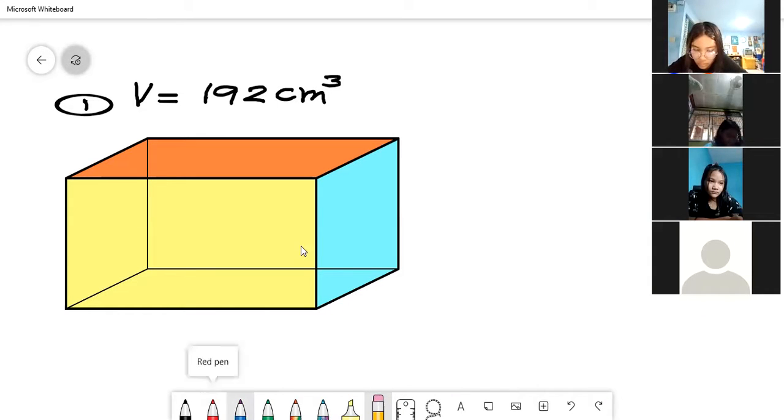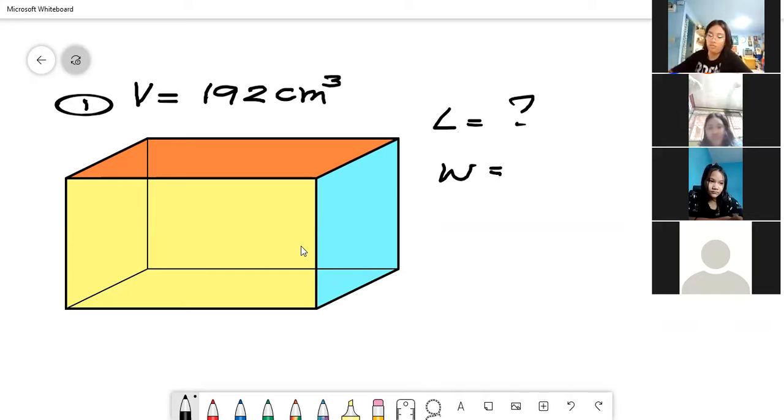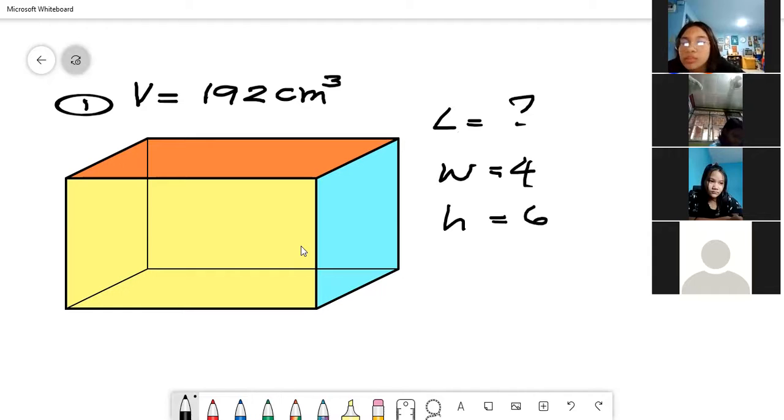Okay, for example, everyone, look at this one. Find the length, L. This is an example first, do not write this one. For example, the width is 4 and the height is 6. Your answer in your notebook, you put here. Now you draw.